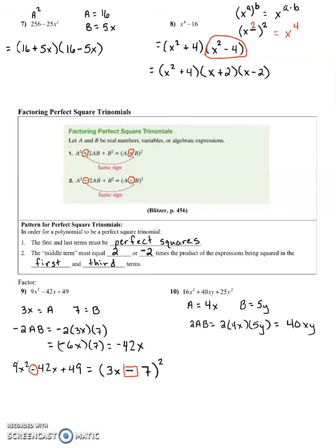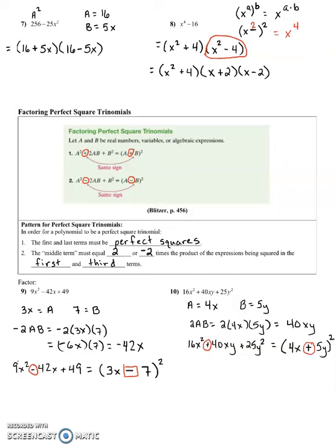So how does this factor? 16x squared plus 40xy plus 25y squared factors into a, which is 4x, plus b, which is 5y, whole thing squared. How did I know it was a plus? Because remember, it has to match the sign in front of our second term in our trinomial.